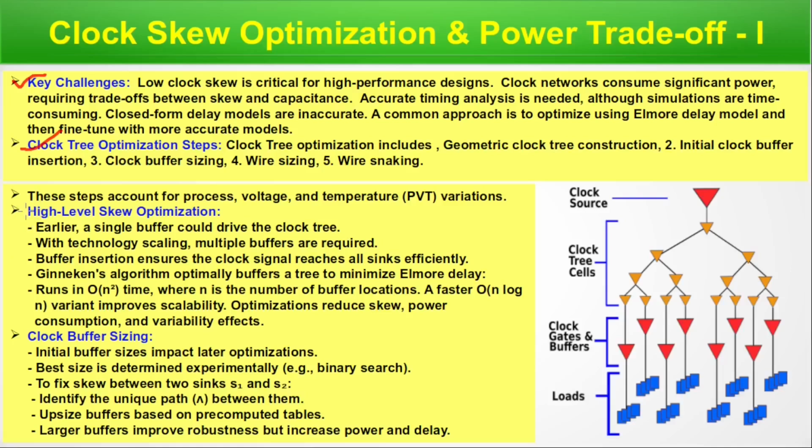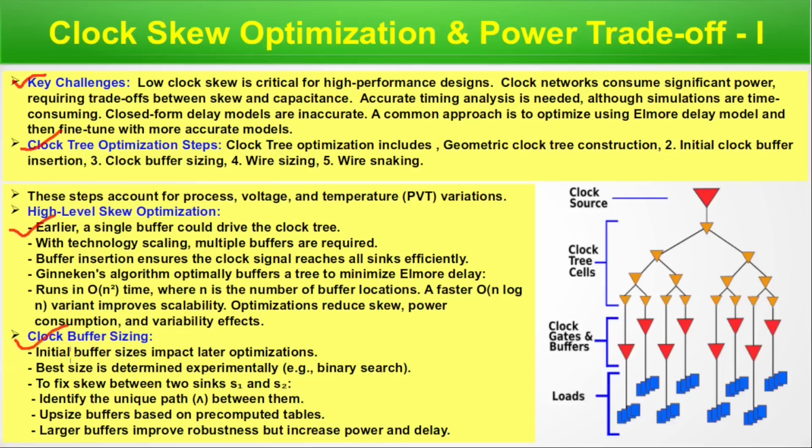Now, high-level skew optimization. Earlier, a single buffer was enough to drive the clock tree. Now, with technology scaling, multiple buffers are required. Buffer insertion ensures that clock signal reaches all sinks efficiently. And van Ginneken's algorithm optimally buffers a tree to minimize Elmore delay, that runs in O(n squared) time, a quadratic relation, where n is the number of buffer locations, and a faster O(n log n) variant improves scalability. Optimizations reduce skew, power consumption and variability effect. So skew optimization is very important.